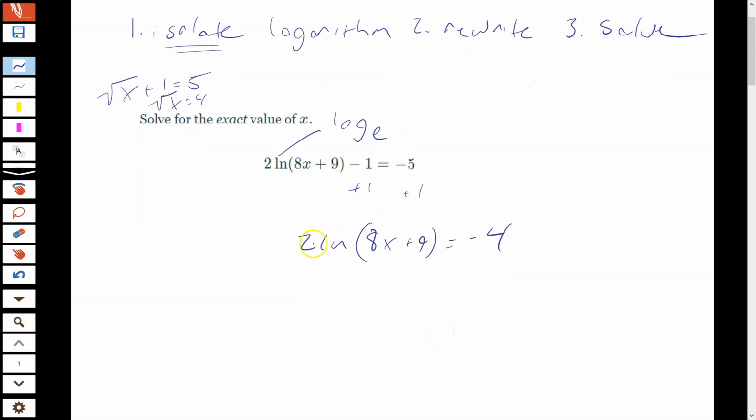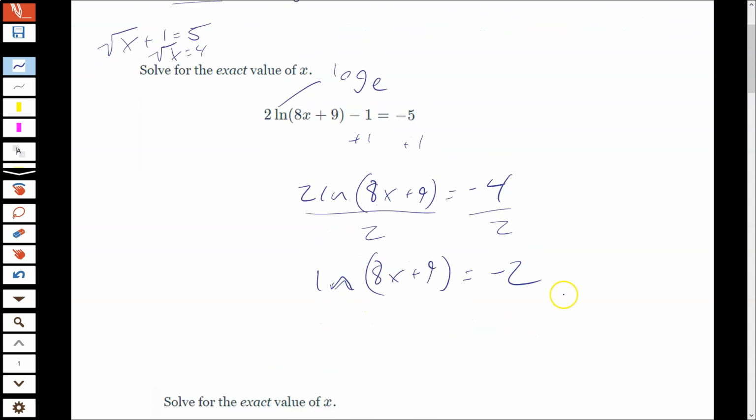Now notice I could square that inside. I could bring this inside the log if I wanted to, but it's actually easier if I just divide by 2 on both sides. And then my natural log is isolated. And then here I'm going to rewrite it.